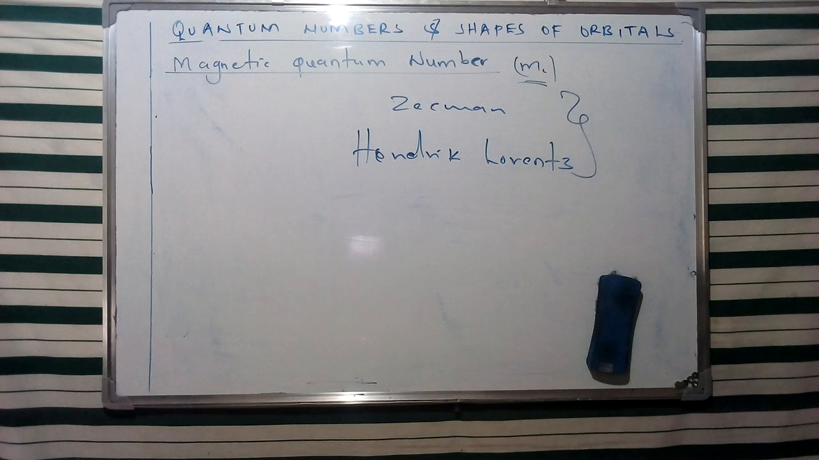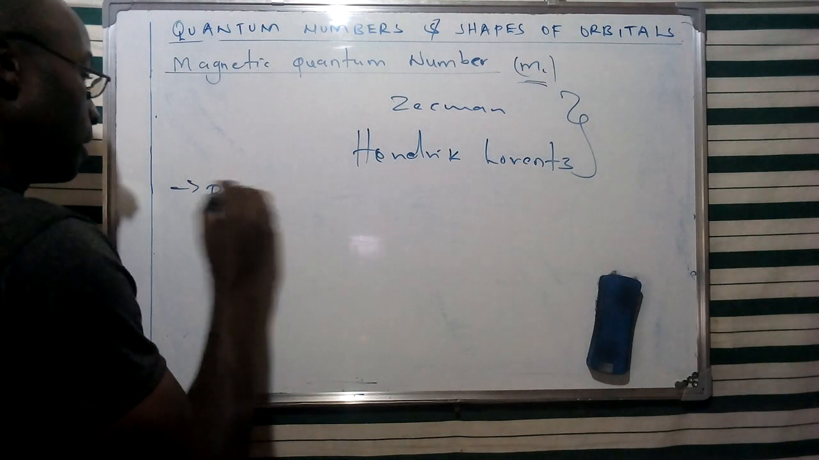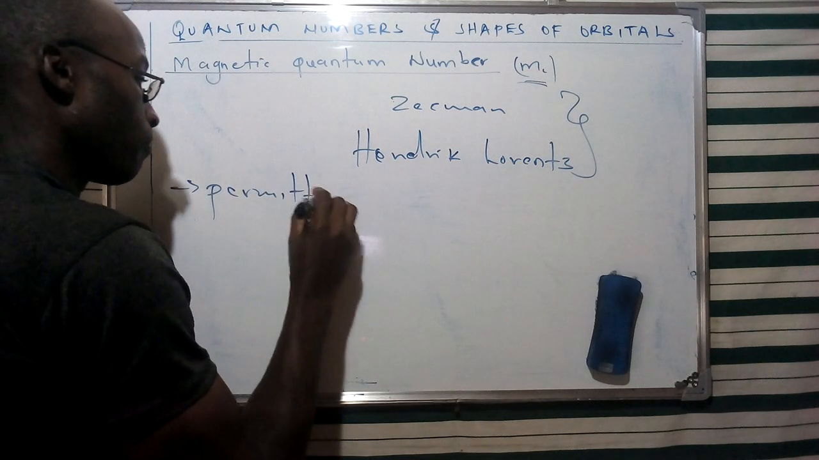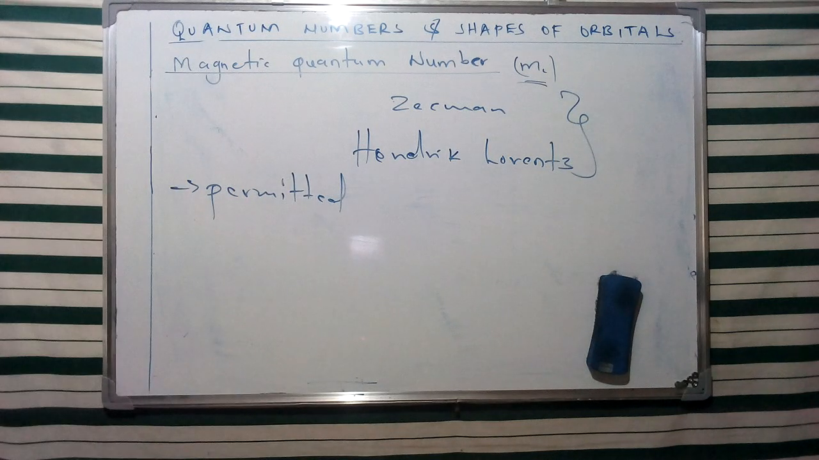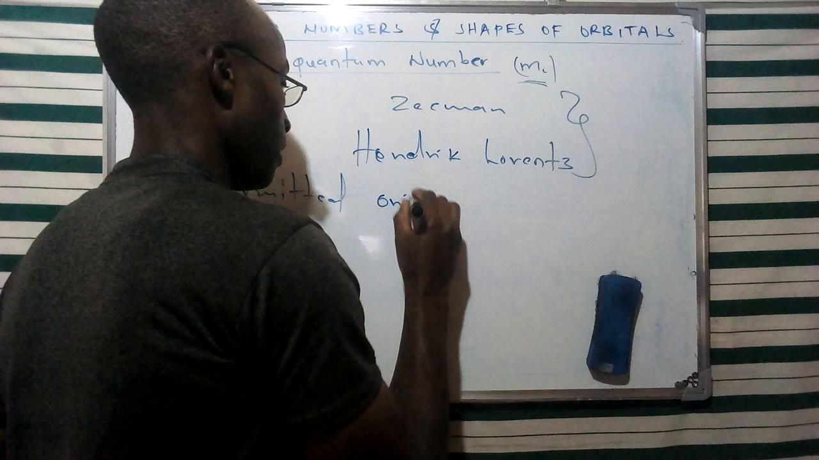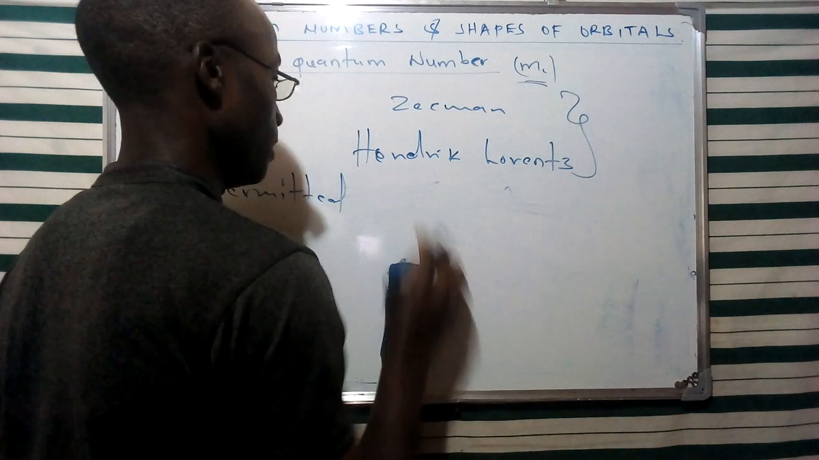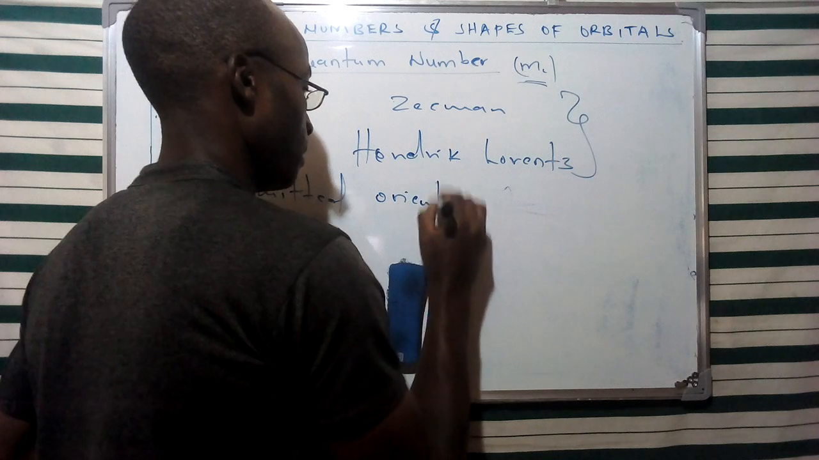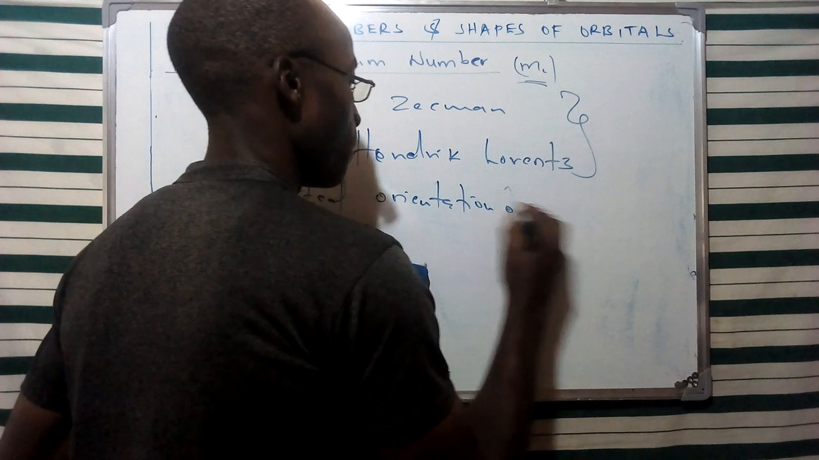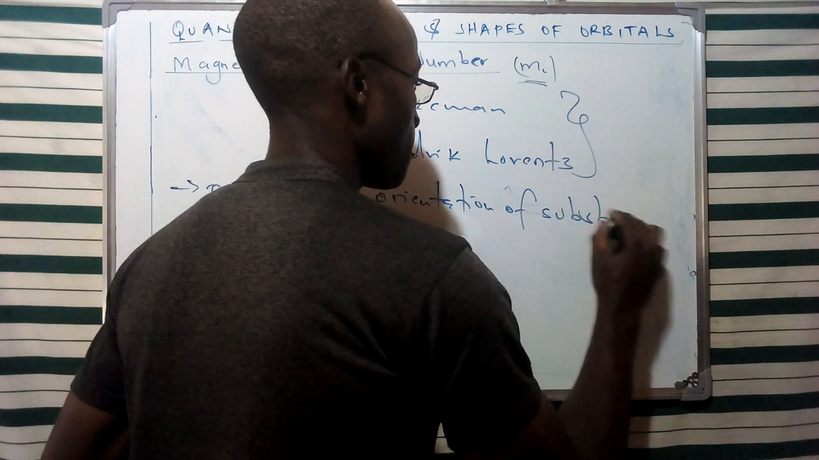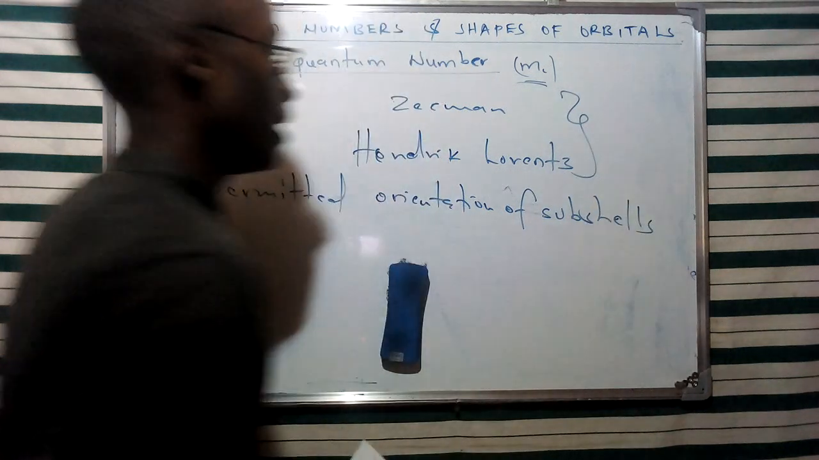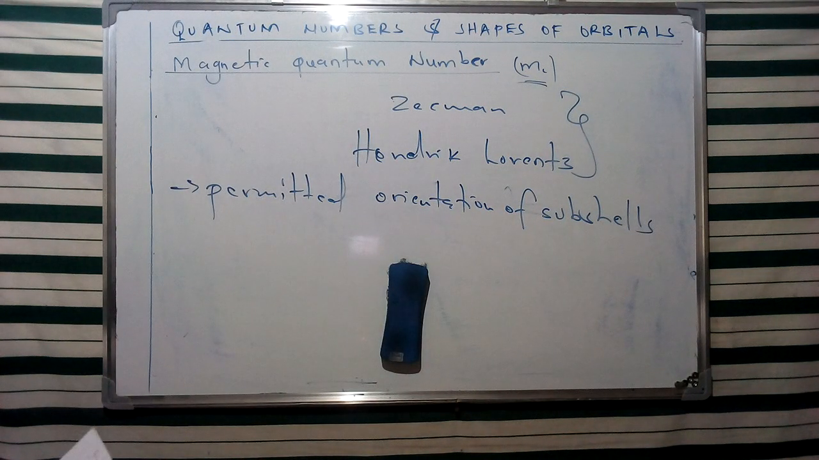And of course, it's going to give the permitted orientation of subshells. And this is going to be given in terms of this m which I've given.